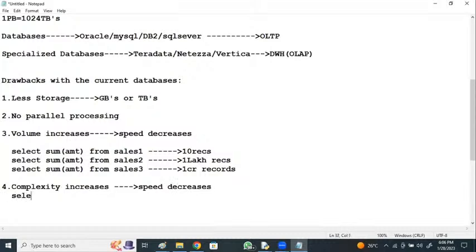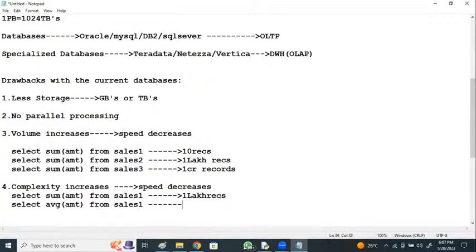For example, select sum of amount from sales 1. Assume you got 1 lakh records. Next query, select average amount from sales 1. Select sum of amount from sales 1, 1 lakh records. Average amount from sales 1, sorry, 1 lakh only. Assume sales 1, same table.